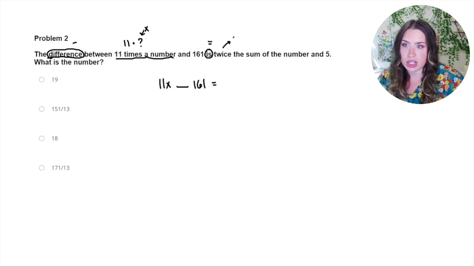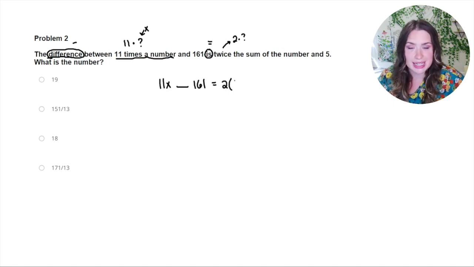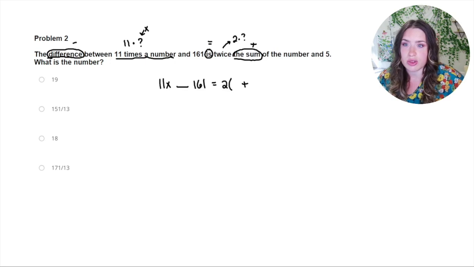Twice means 2 times something, whatever's coming next. So I'm going to do parentheses just so that I'm ready for whatever comes next. Twice, the sum. The sum is a key word that means to add. So I'm going to put a plus sign here, but leave a blank because we haven't been told what we're adding yet. So the sum of the number, now this is referring back to the number that we did back here, which was x. So we'll put in an x, and the other number we're adding is 5.